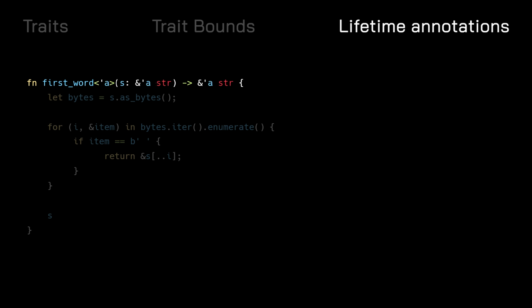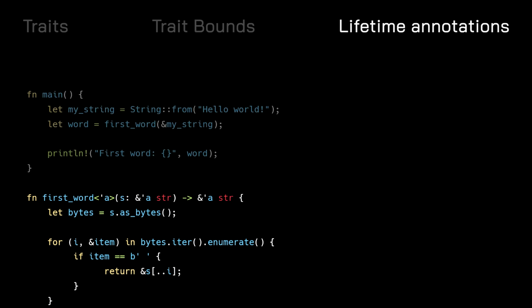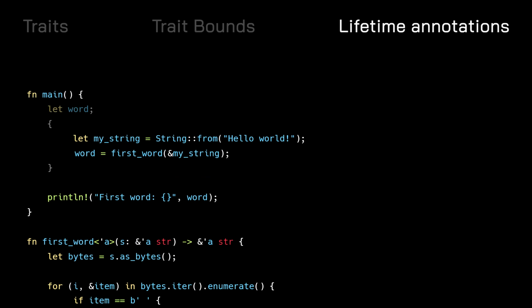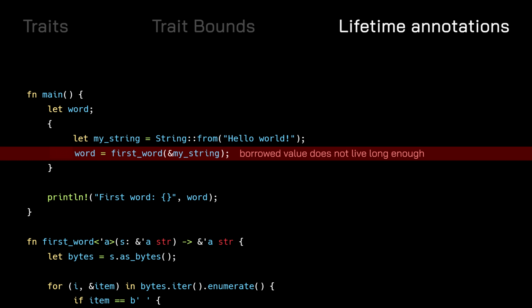Tick a is a generic lifetime annotation that creates a relationship between the lifetime of the input reference and the lifetime of the returned reference. The relationship states that the reference returned by this function must be valid for at least as long as the input reference is valid. This helps the compiler check for invalid references. If we made the lifetime of the returned reference longer than the input reference, the compiler would throw an error.